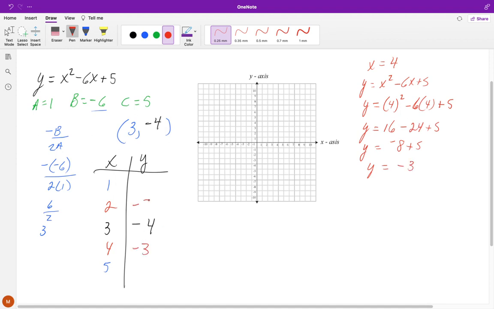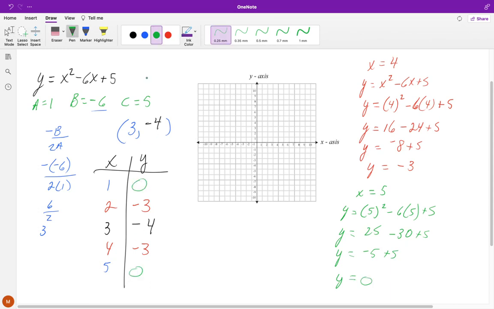And since we know it's symmetrical, I also know 2 is going to give me -3. You can plug it in, though, to verify if you would like. But for interest of time with this video, I'm not going to. So now we have x is equal to 5. So y is equal to 5 squared minus 6 times 5 plus 5. So y is then equal to 25 minus 30 plus 5. So y is equal to -5 plus 5, or y is equal to 0. And if that's 0, that means that this one is also 0 as well.